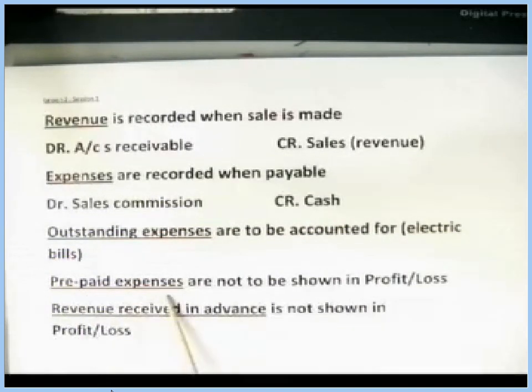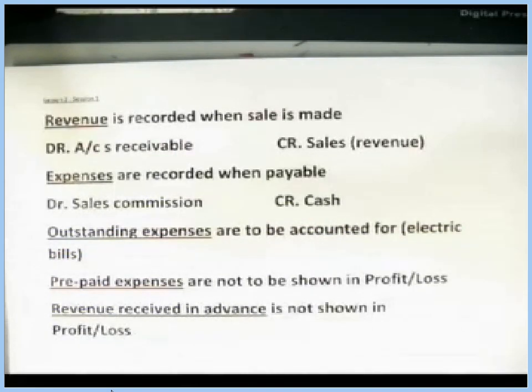Similarly, prepaid expenses are those expenses which have not fallen due, and are not to be shown in the profit and loss account. Similarly, revenue received in advance is not shown in the profit and loss account. So this is the accrual concept. The accrual concept says that expenditure or revenue has to be recognized as and when they fall due.